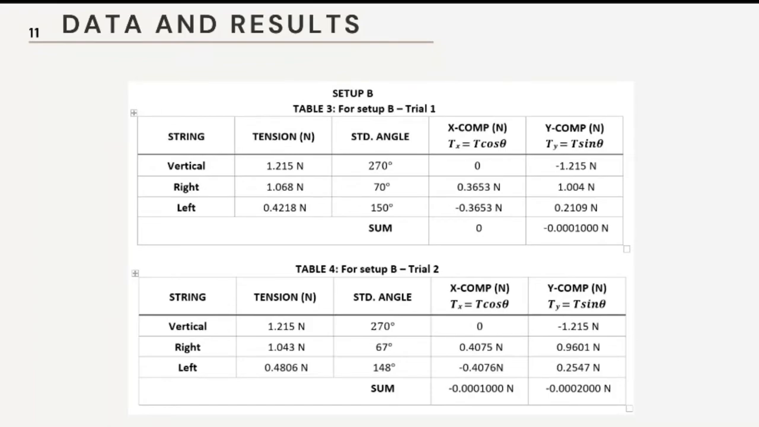For the setup B, the sum of the X component of trial 1 is 0, and the sum of its Y component is negative 0.0001 newtons. For setup B trial 2, its X component is also negative 0.0001 newtons and its Y component is negative 0.0002 newtons.